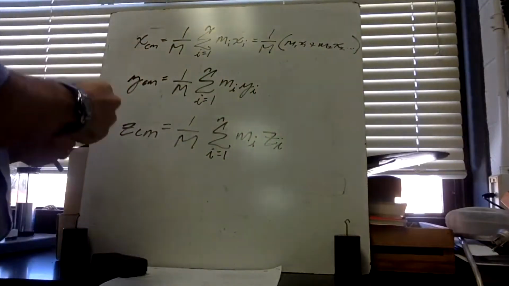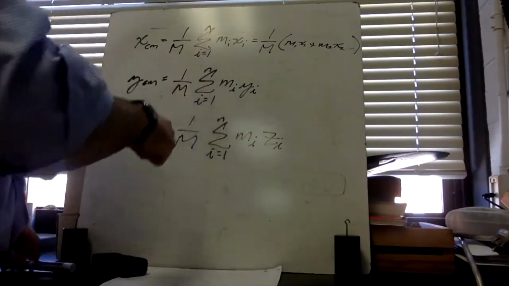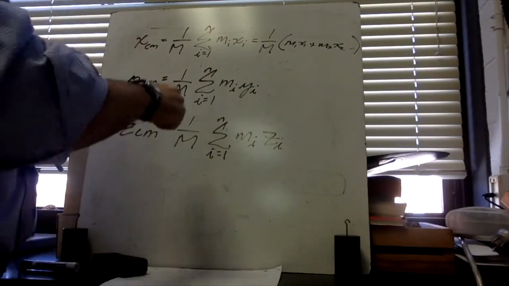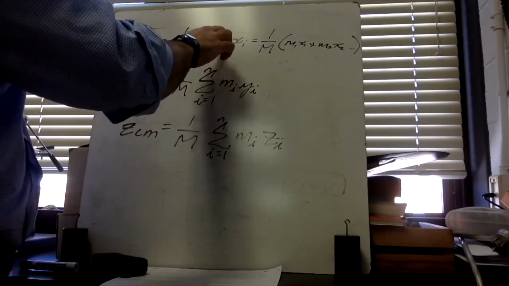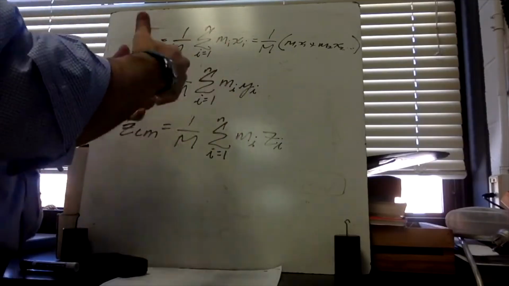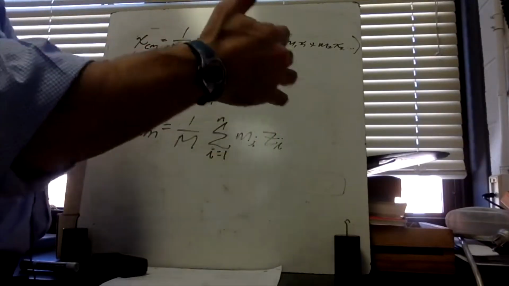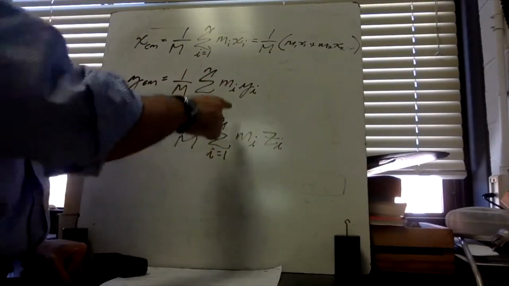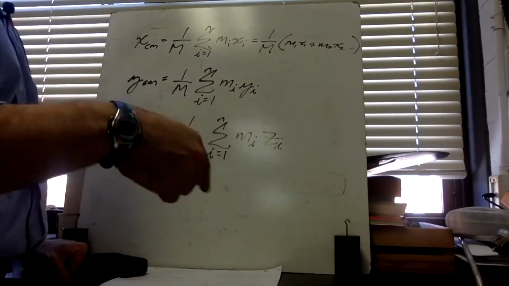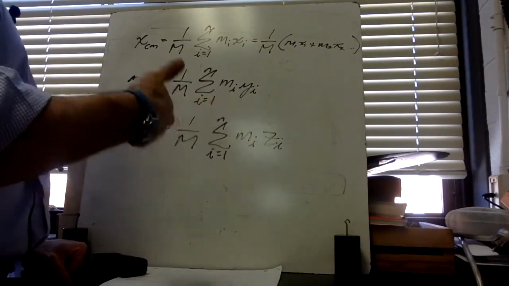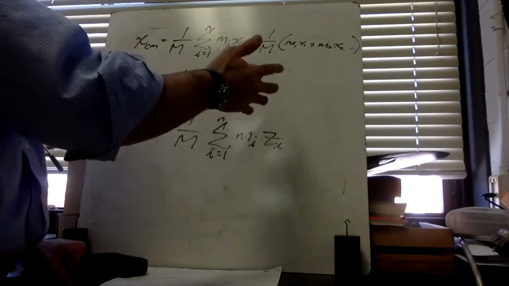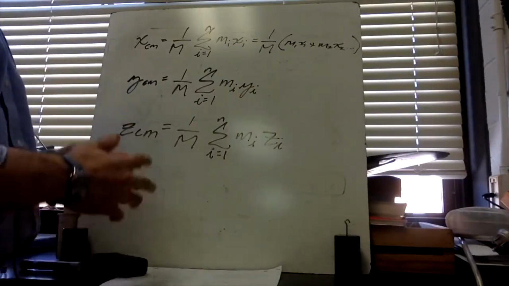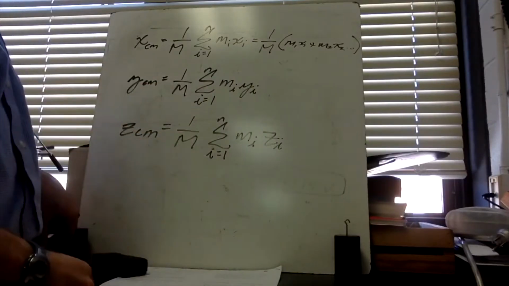The idea is, this is the summation symbol, and I have a bunch of masses, or I have one mass that I split up into pieces. This is the mass of each individual piece, and this is the x-coordinate of the center of mass of that individual piece. And this is the y-coordinate, the z-coordinate of the center of mass of each individual piece.